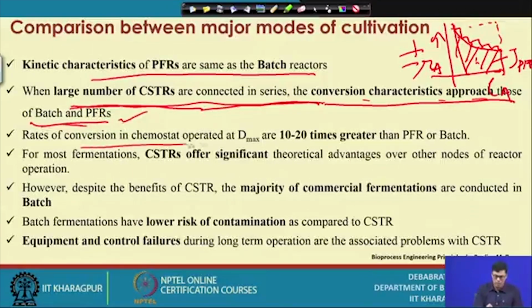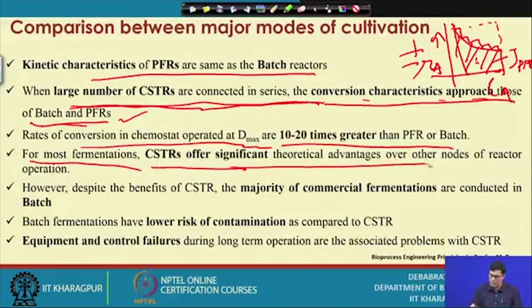The rate of conversion of chemostat operation at Dmax is 10 to 20 times greater than in a plug flow reactor or batch process. For most fermentations, the CSTR offers a significant theoretical advantage over the other modes of reactor operation. They can be very easily operated. In a simple stirred tank reactor, you pass your substrate in at one end and take out the product at the other end.